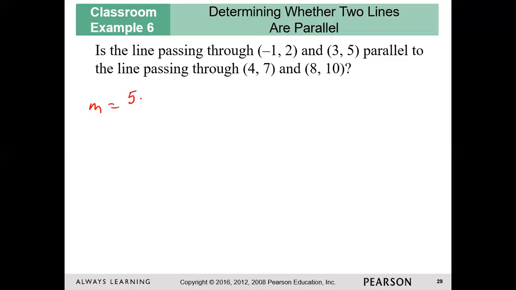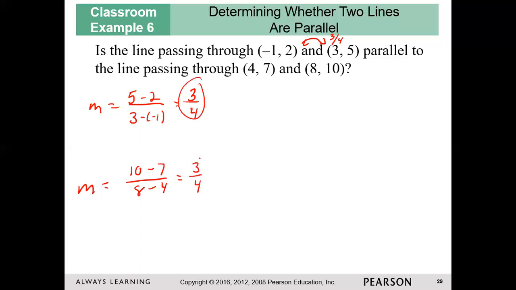So 5 minus 2 over 3 minus -1. And that's going to give me 3/4 for the first slope. So this has a slope from this point to that one of 3/4. Now I'm just going to do the same thing here. So m is equal to 10 minus 7 over 8 minus 4, and that's equal to 3/4 again. So since our slopes are exactly the same, these are parallel, okay?